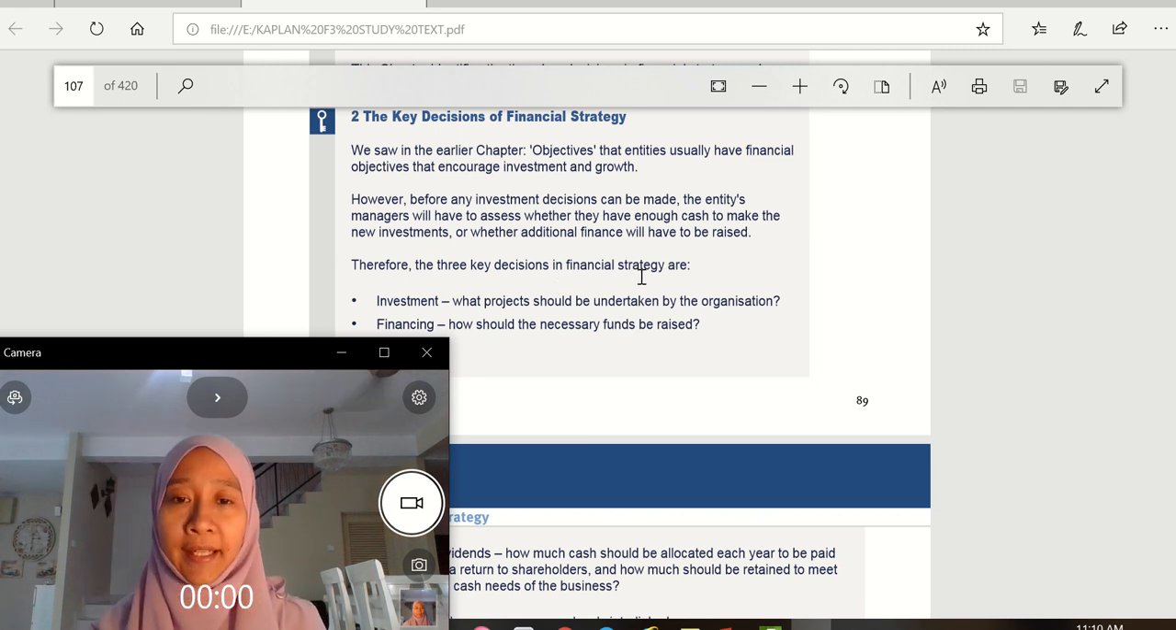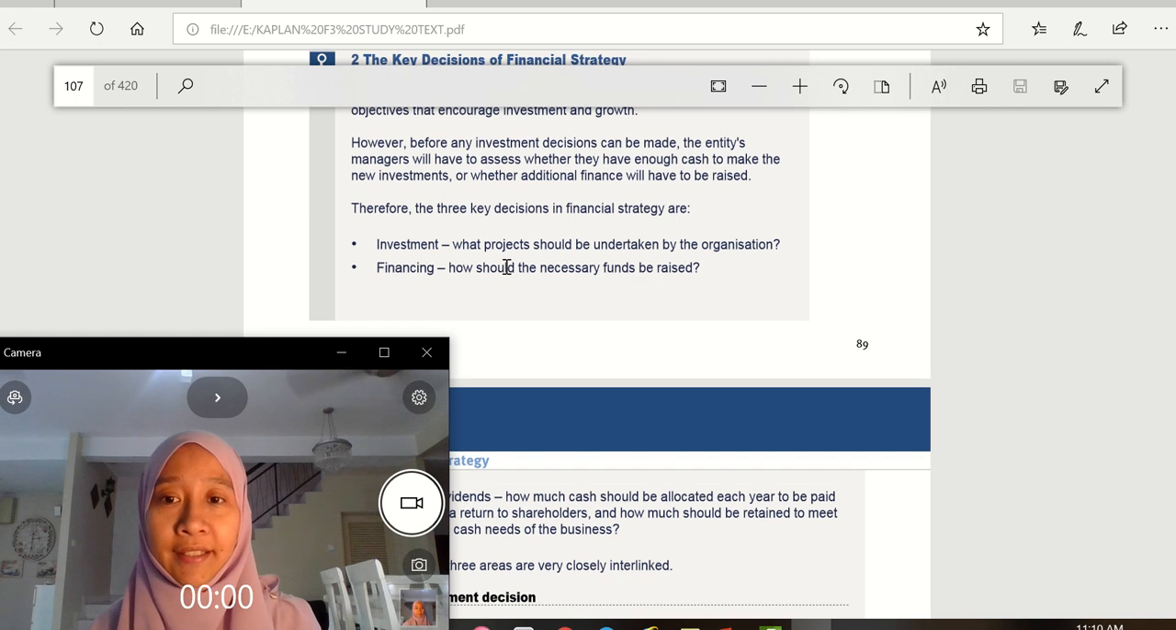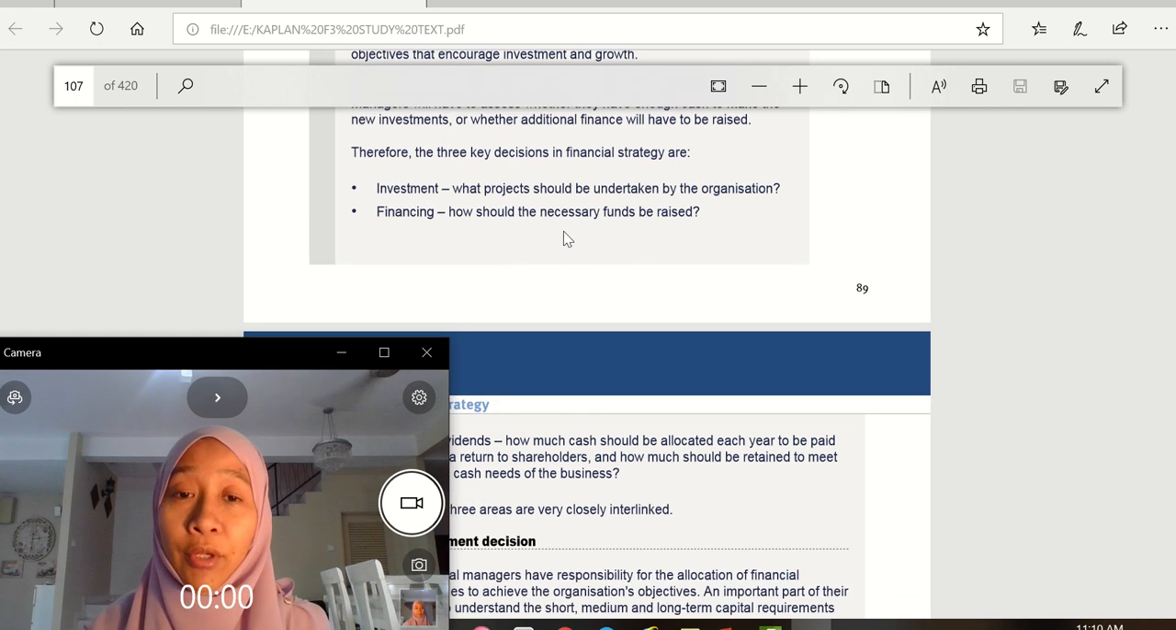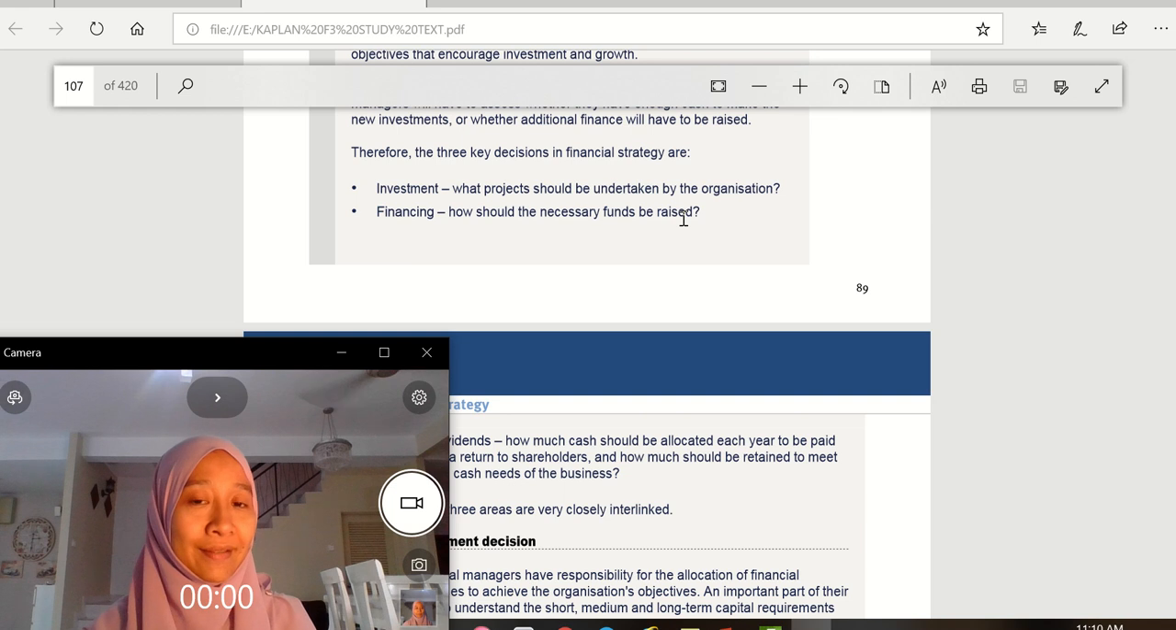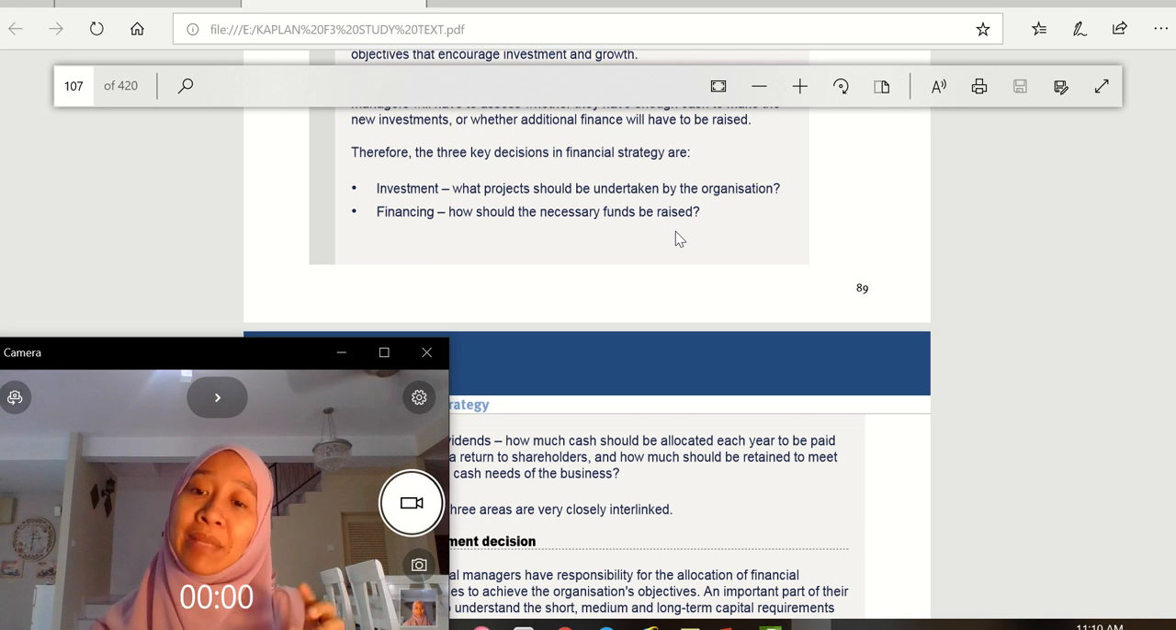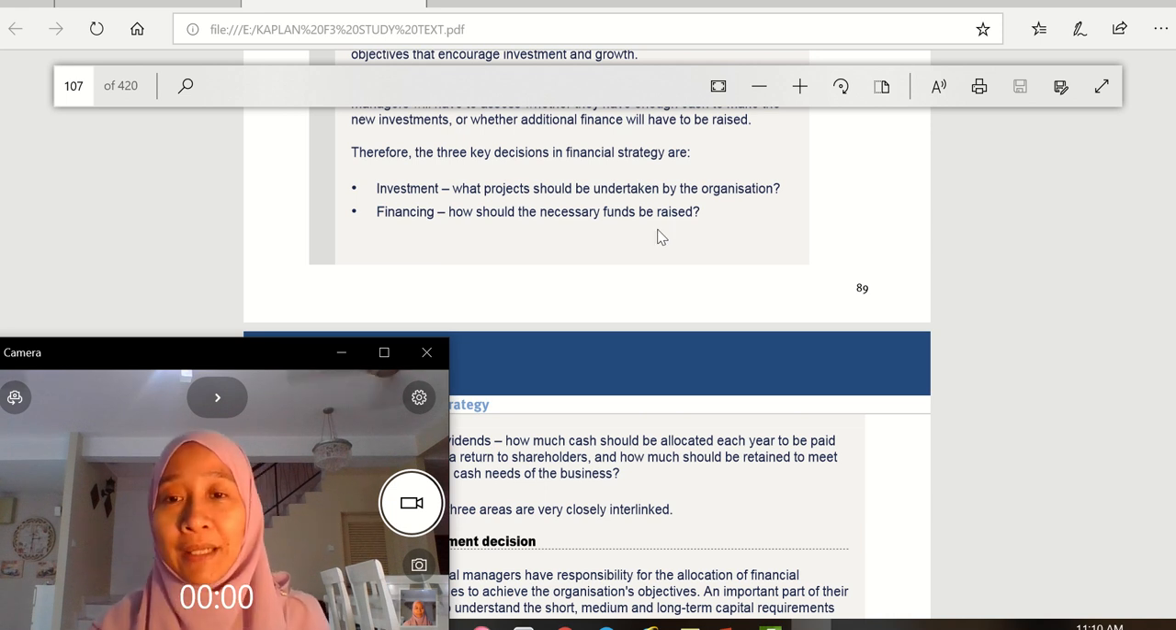Therefore, there are three key decisions in financial strategy. We have investment: what project should be undertaken by the organization, is the project viable or not, can we generate money in the next five years, that kind of thing. When you look at investments, it's not only how much we can get, but when we can get it, whether it's viable or not, and the duration: is it a medium-term or long-term investment.